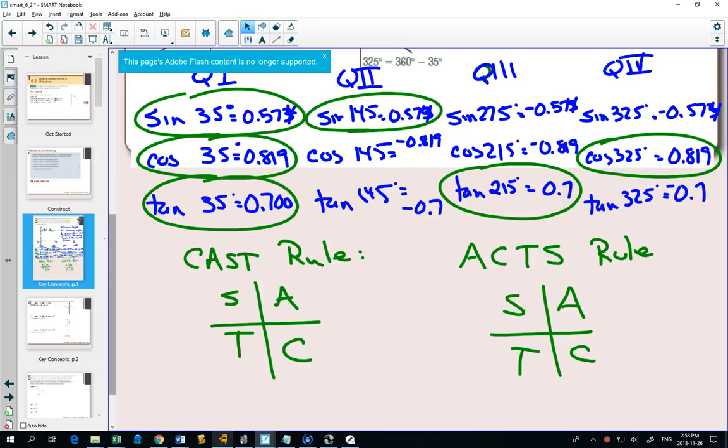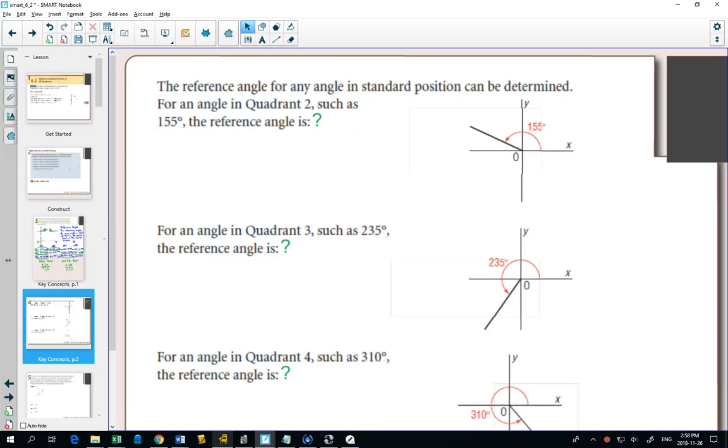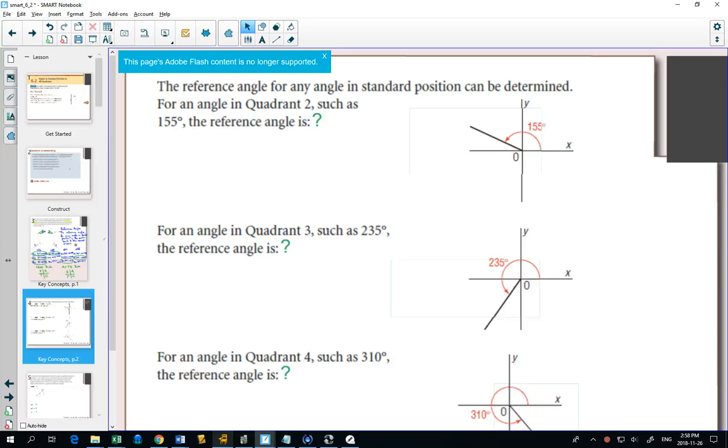So one of the things you'll be asked to do is find reference angles. So they've got some more examples at the bottom of the page. If you've got 155 degrees, what would the reference angle be? 25 degrees. There it is. If you've got 235 degrees, what would the reference angle be? 55 degrees. Again, back to the nearest x-axis.